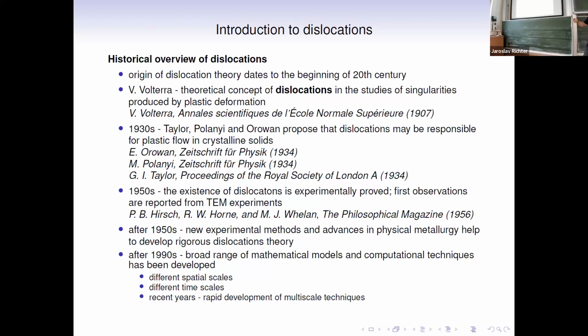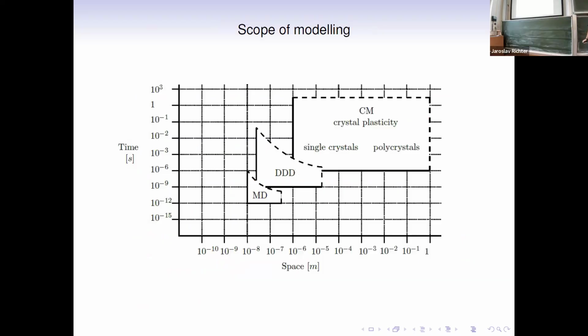So these days we have different kinds of models which differ in spatial scale and time scale, and in recent years a hot topic is multi-scale techniques which try to merge modeling at the different scales together. When we speak about the scope of the modeling, I think this is self-explanatory.